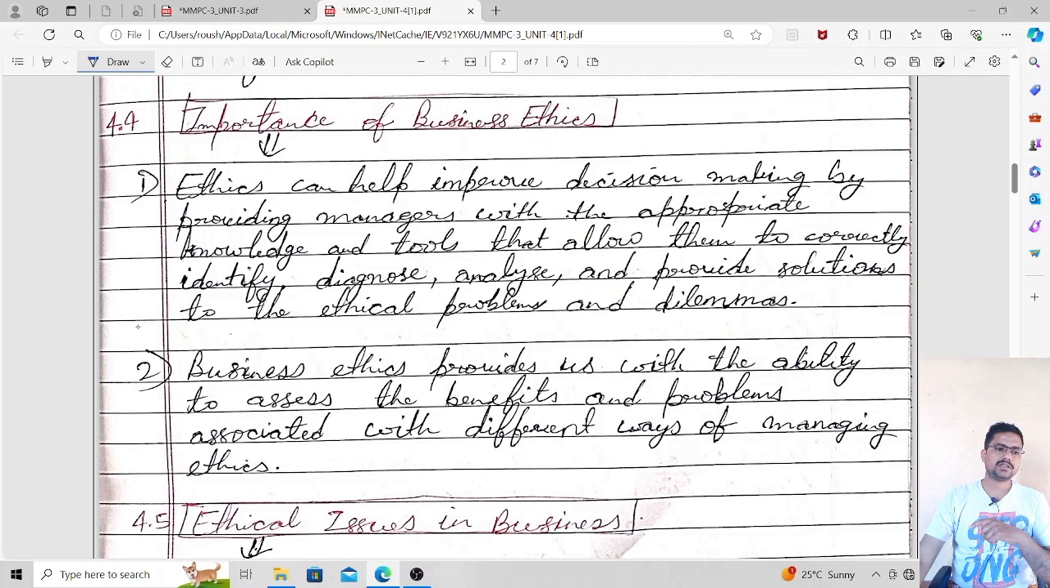Second, business ethics provides us with the ability to assess the benefits and problems associated with different ways of managing ethics. It means it provides the ability to assess the different kinds of benefits and different kinds of problems associated with the different ways of managing ethics.